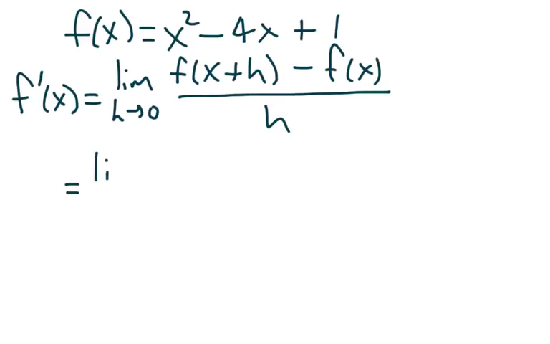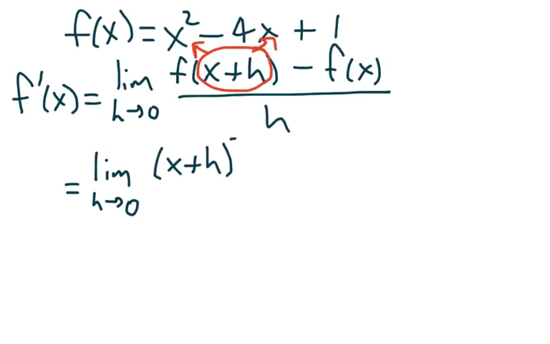We have the limit as h approaches 0 of, now remember we're going to substitute x plus h in for x everywhere we see one in parentheses. So we have x plus h squared minus 4 times x plus h plus 1.